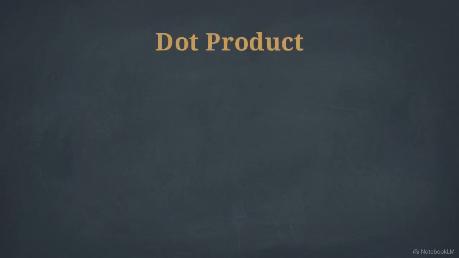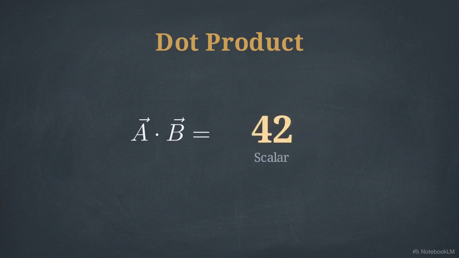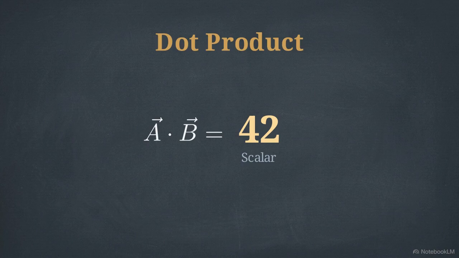The first method is the dot product. Its algebraic definition multiplies the magnitudes of the two vectors by the cosine of the angle between them. This is a scalar product. It takes two directional inputs and outputs a single number, stripping away the spatial coordinates.